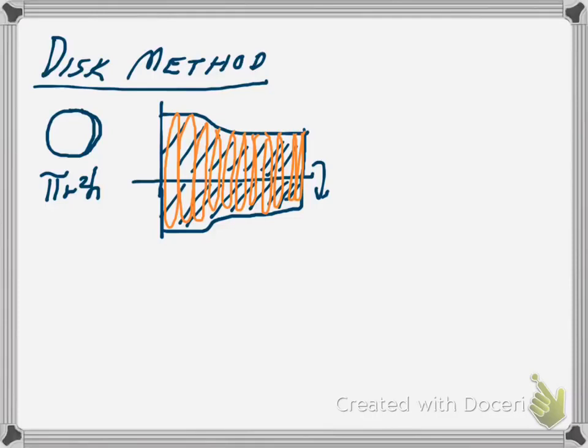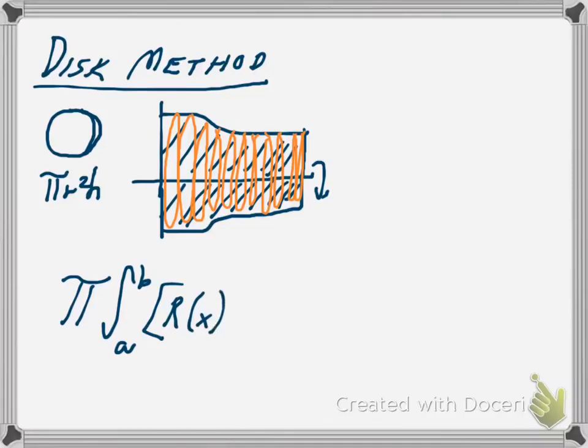So here's the formula we're going to use for the disk method. The disk method is pi times the integral from a to b of some function, we're going to call it r of x, all squared, with respect to x. Now, a and b are going to be the boundaries that we use, and r of x is going to be the function.